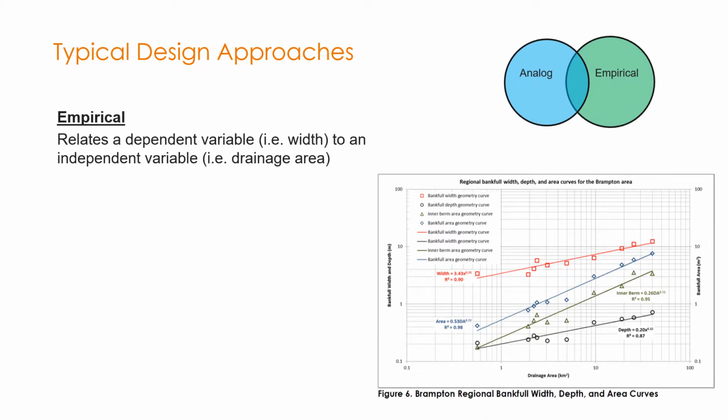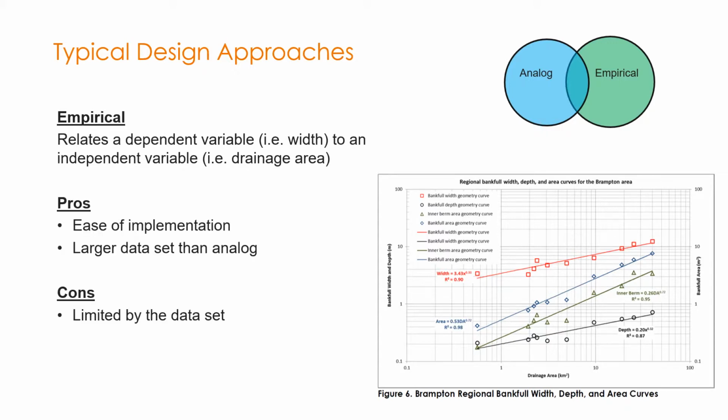The second approach that we're going to discuss today is the empirical approach. What this approach does is it's a relation of a dependent variable to an independent variable. So for instance, if you had a known drainage area, you could relate that to a specific width. This relies on a bunch of data points from a bunch of different reference sites collected into one data set to produce something like a regional curve.